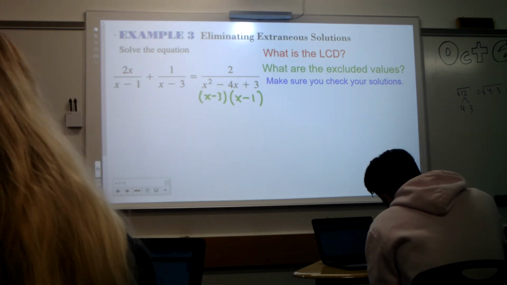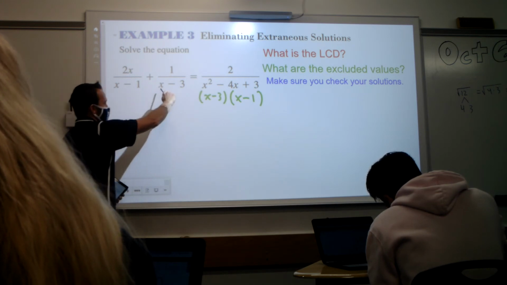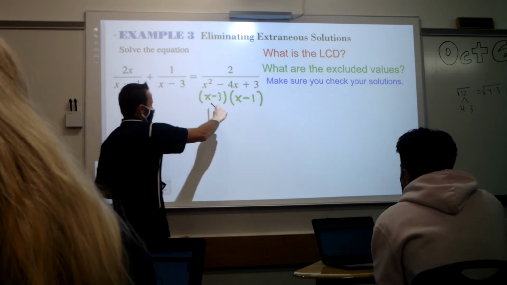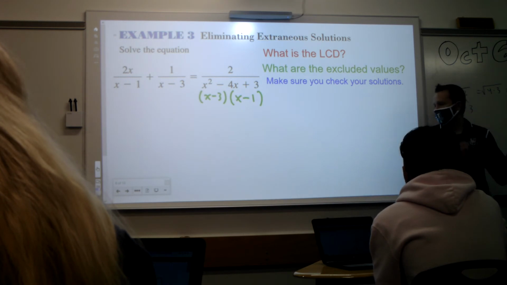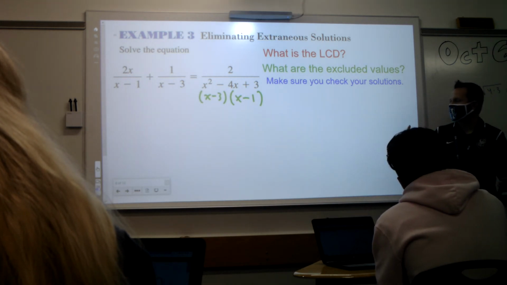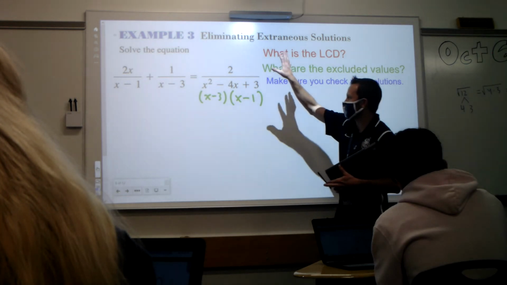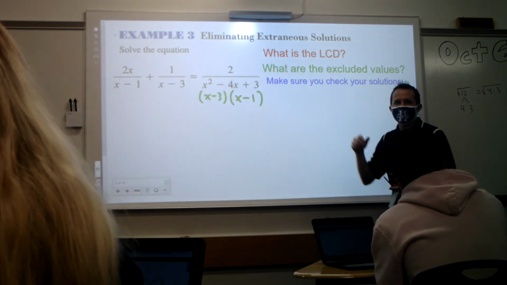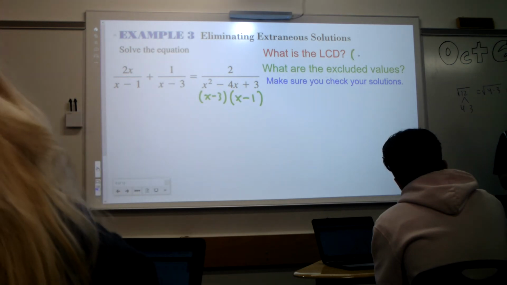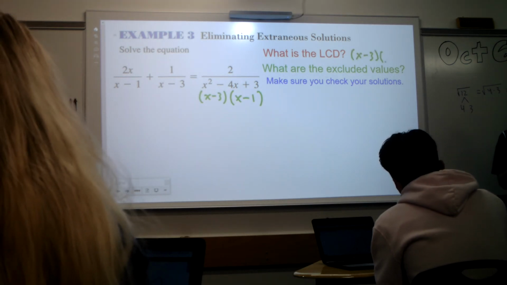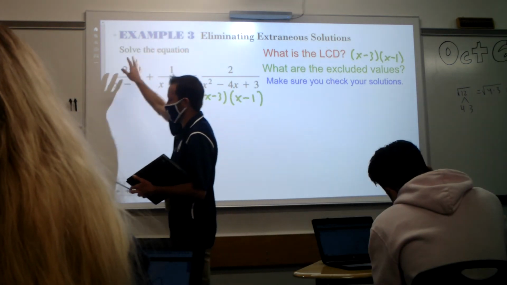Awesome, so now we can find the LCD. When I look at my denominators, this is x minus 1, this is x minus 3, and this is a combination of x minus 3 and x minus 1. Now the LCD is the smallest thing all the denominators can go into. And another way to think about it, it's what you would multiply to cancel out all the denominators. So I have to multiply the same thing to all three of the numerators, but I want it to cancel out all the denominators. What do you guys think the LCD is going to be? x minus 3 and x minus 1. If I multiply this to all the numerators, would it cancel out all the denominators?